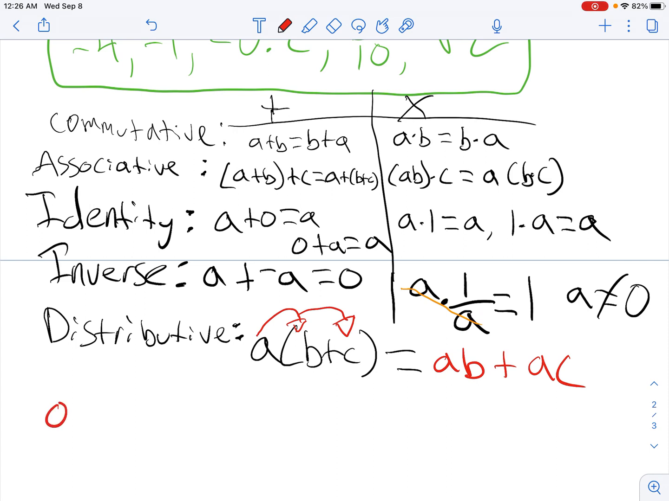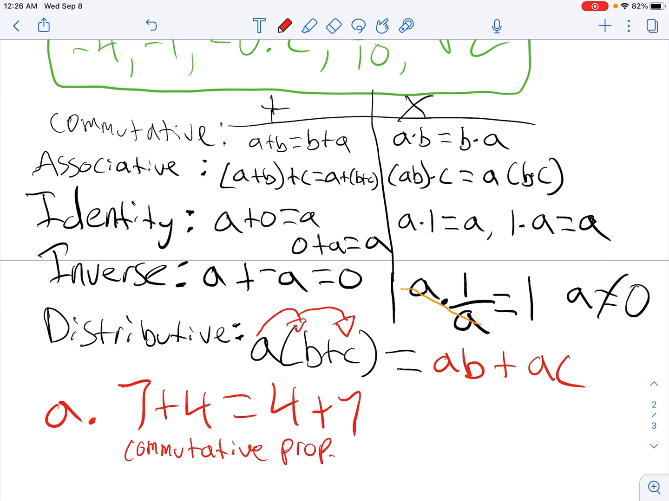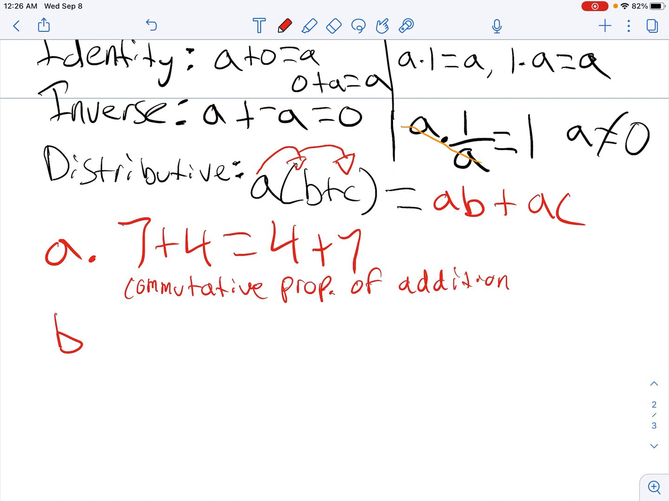So again, we might have to identify some of those. So here's 2 examples. Let's say I did 7 + 4 = 4 + 7. The question might say, what would this property be? And again, if we look and say, hey, I know that the order of addition doesn't matter, I would say that this is the commutative property of addition.